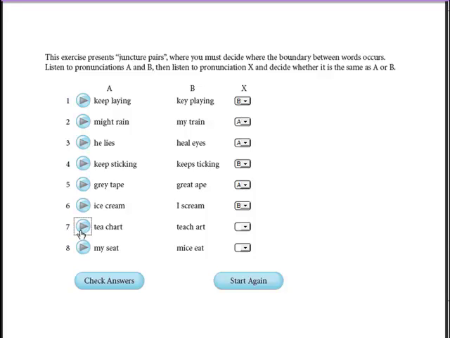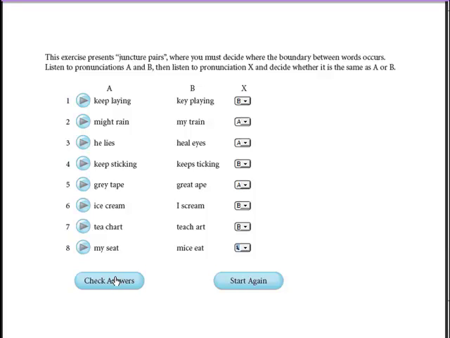Teach art. Is it T-chart or teach art? If you said teach art, you are correct. My seat. Is it my seat or mice eat? If you said my seat, you are correct.